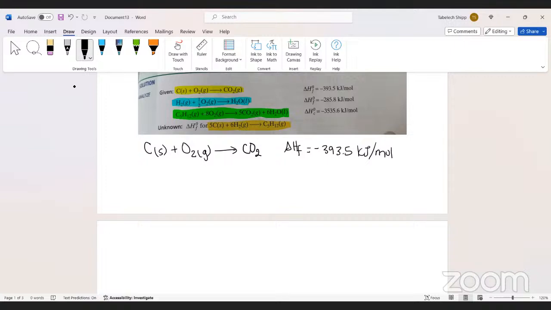All right. The second equation has H2 for hydrogen plus, and there's a fraction, but don't fret with those fractions. They're just there, okay? Don't worry about those fractions. And the delta H, again, is negative 285.8 kilojoules per mole.